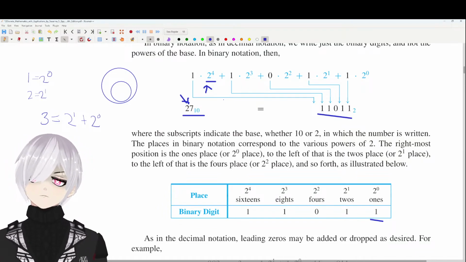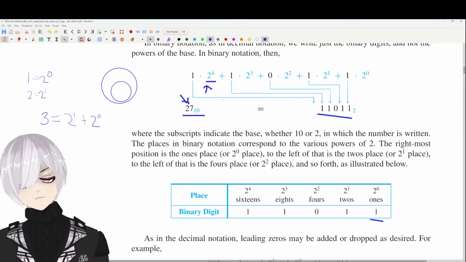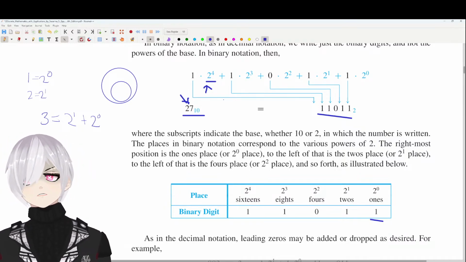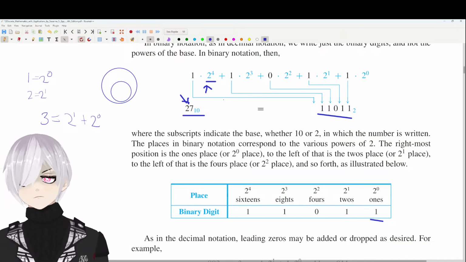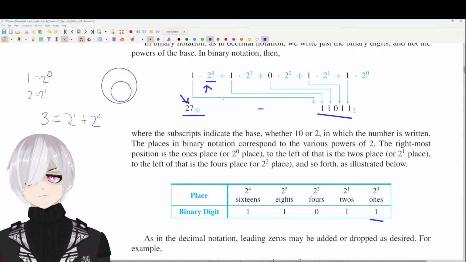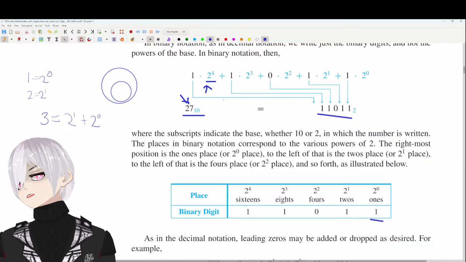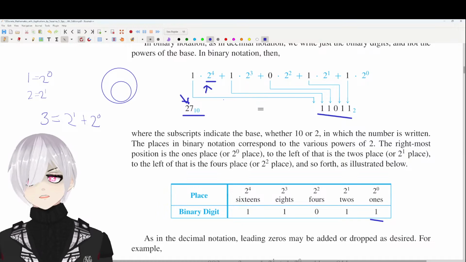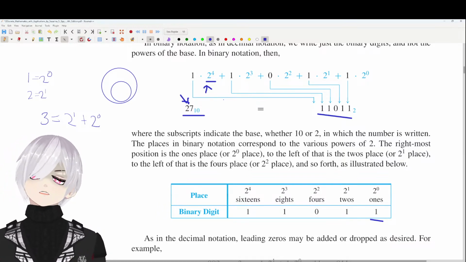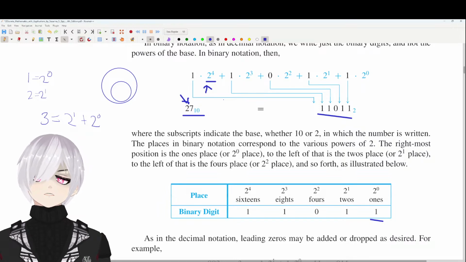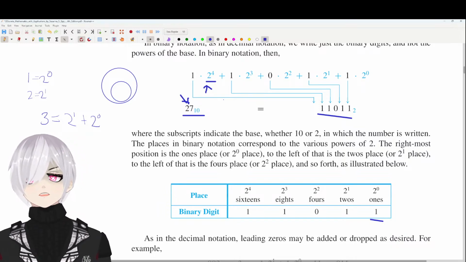Oh, actually, were you saying something? I can't hear you. Oh, I was muted. Yeah, I was wondering if people actually think that way. Like, for example, 3 is 2 to the power of 1 plus 2 to the power of 0. Yeah, I get it. It's just interesting. I wonder in what situations that way of thinking is used. It's a pretty neat and tidy way of thinking.